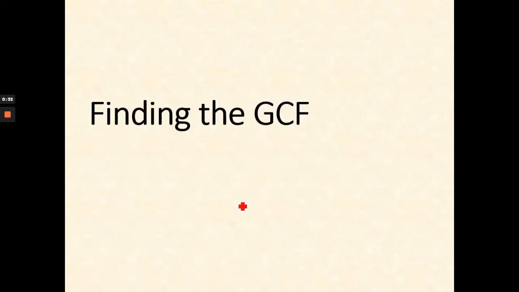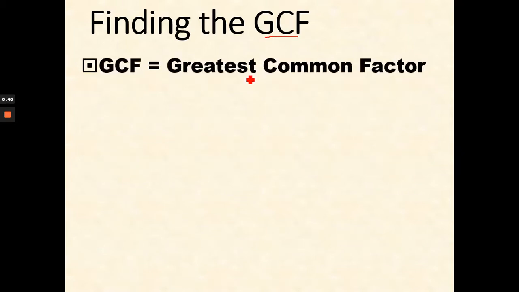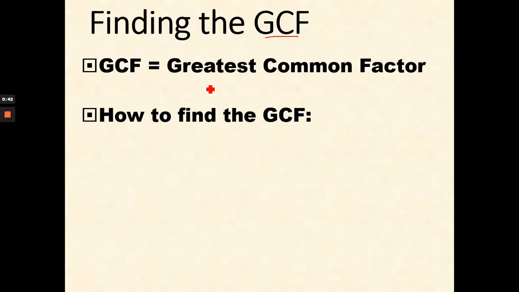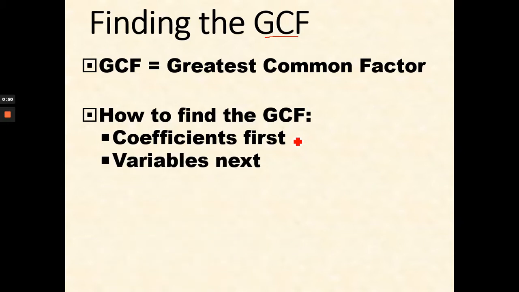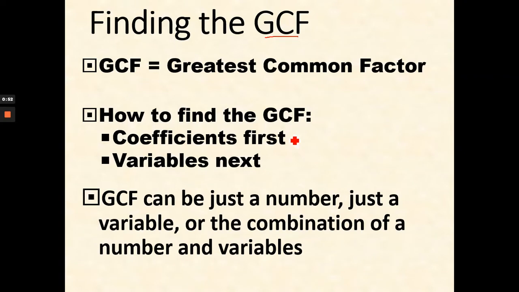So how do we find the GCF, or the greatest common factor? First, you're going to concentrate on the coefficients and then the variables. The GCF can be just a number, it can be a variable only, or a combination of number and variables. Okay? So let us try.